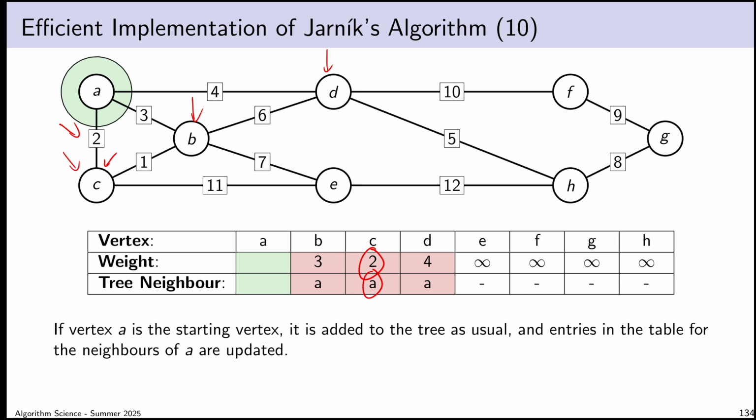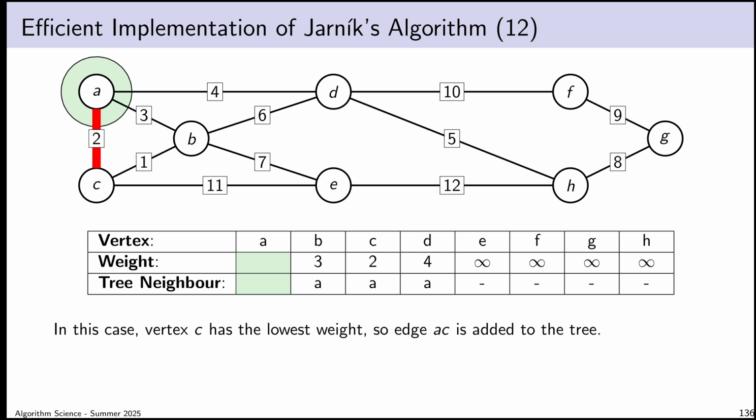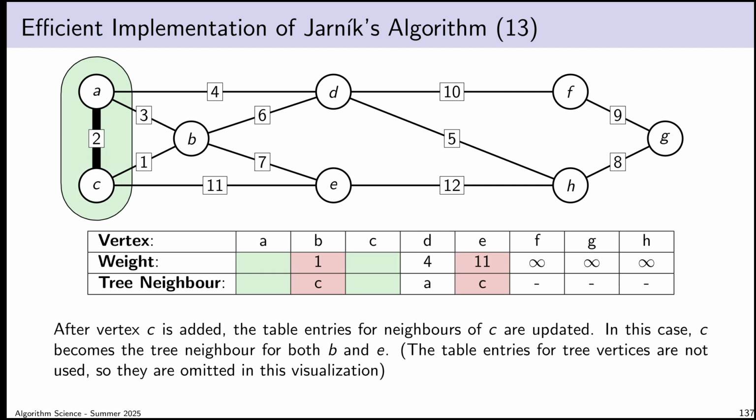And then at each step, if I want to choose the next thing to add, I go find the vertex with the minimum weight. That's going to be vertex C. So that tells me I want to bring vertex C in, and I bring it in along the edge AC. Okay, so I add vertex C to the tree, edge AC is added to my tree, and then C becomes part of the tree. Now when C becomes part of the tree, the table entries for it become irrelevant.